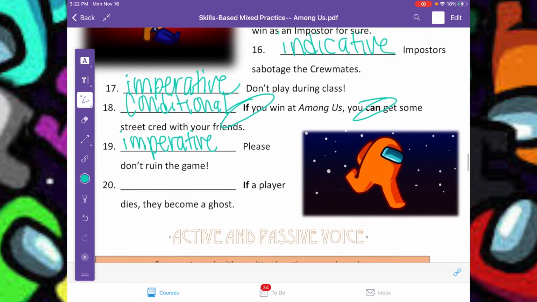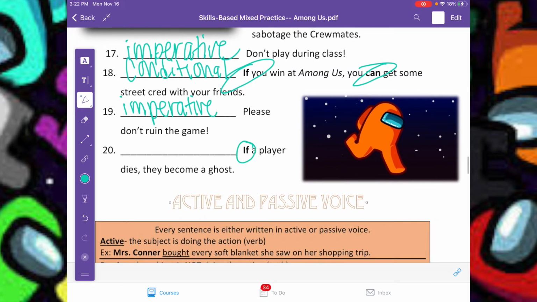And the last one, 20. If a player dies, they become a ghost. If this, then this. So that is conditional.